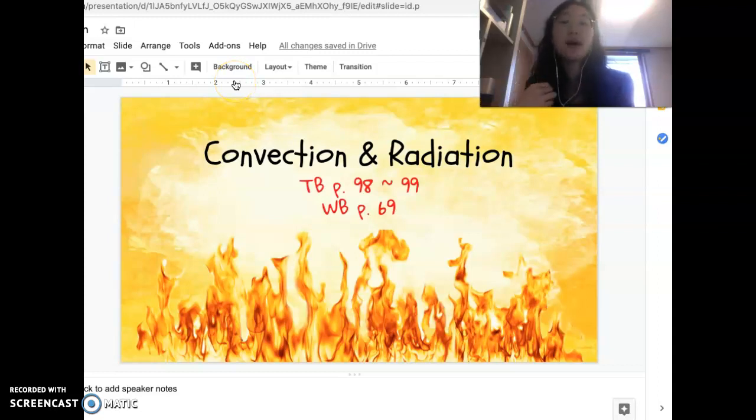So we talked about conduction on Tuesday, and today we're going to be talking about two other ways that heat transfers, convection and radiation. So we're going to be reading first and then going over some of the major concepts in our PPT. And then we will do our workbook page 69 to review everything from this week, all right? So let's go ahead and review what we talked about on Tuesday before we get started.